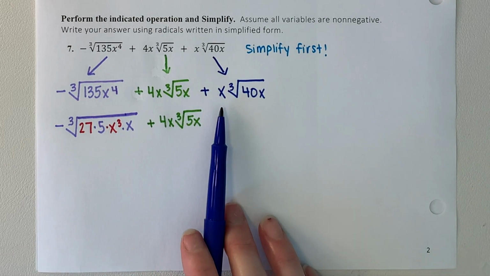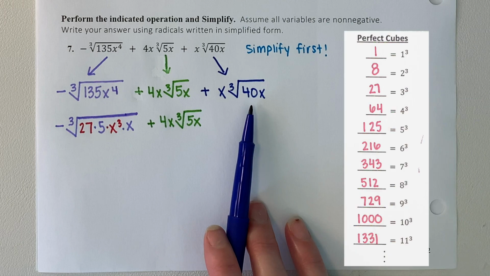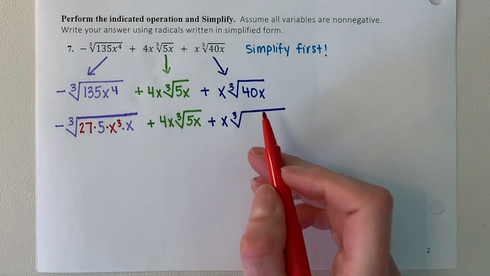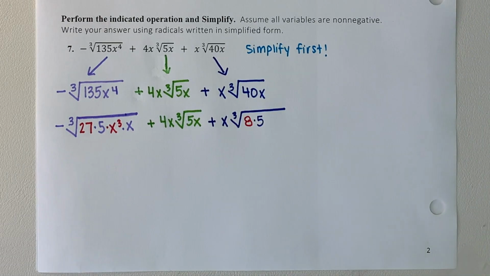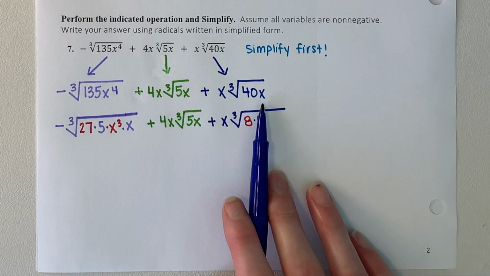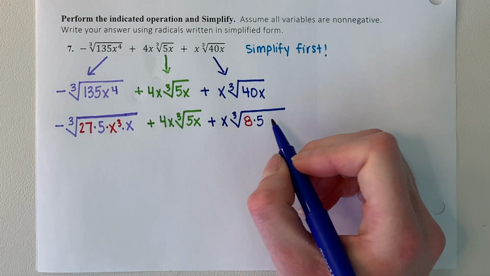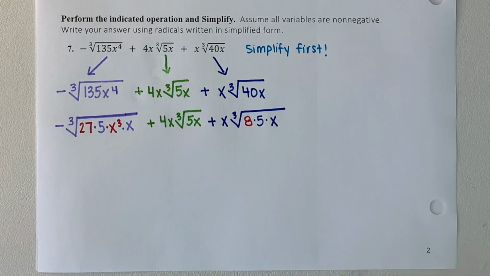Next, let's look at this radical in blue. 40 is not a perfect cube. 8 is the largest perfect cube that multiplies evenly into 40. So let's rewrite 40 as 8 times 5. Now let's look at the variable x. X is not a perfect cube, and there are no perfect cubes that multiply evenly into x. So x can't be simplified, we'll just leave it as is.